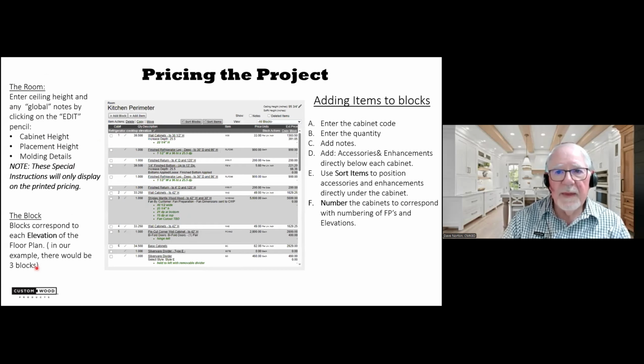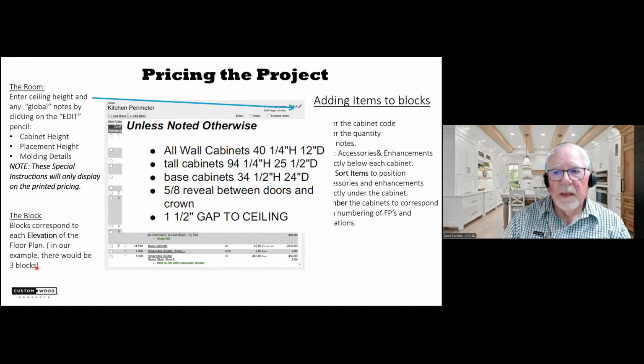So once we've done that, we can put in some global notes. And I like to do this at this point so that on every cabinet, I don't have to put a note in that says that my cabinet is 40 1/4 high. I've put in a default as 40 1/4. And then when I have a variation from that, such as over the refrigerator, I can put that spec in.